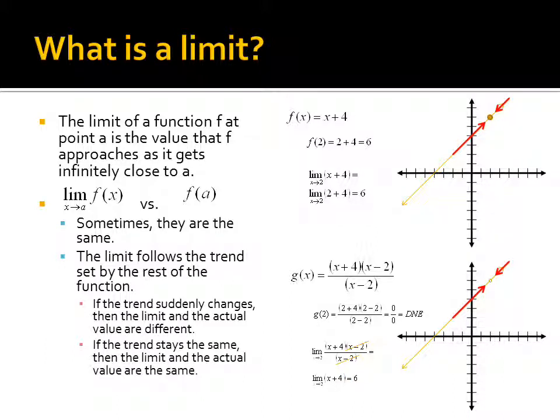Okay? So in this case, the function does not exist at x equals 2, but the limit does exist at x equals 2. The trend set by the points around g of 2 determines the limit. The actual equation up here determines the value of the function. So that's the key difference between a limit and the actual value of the function.